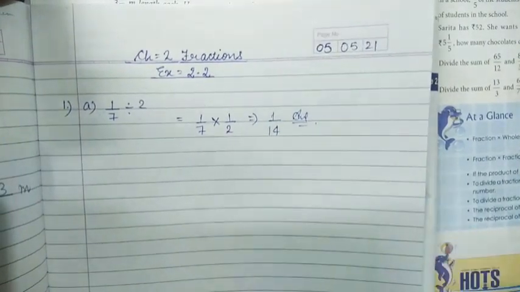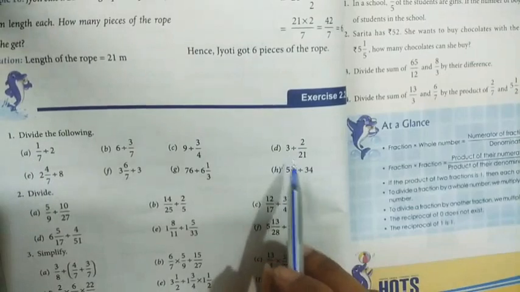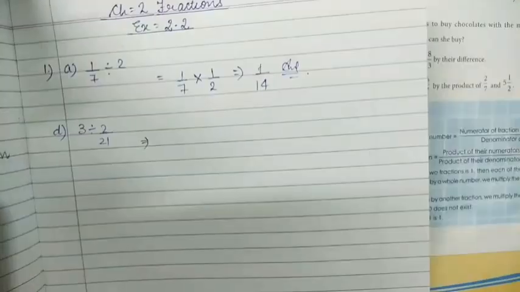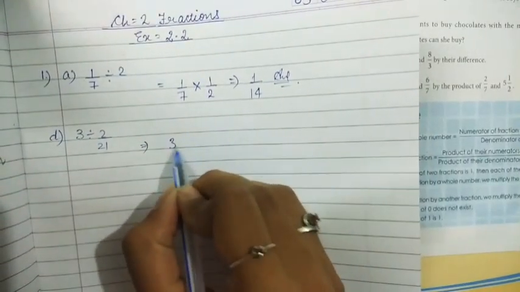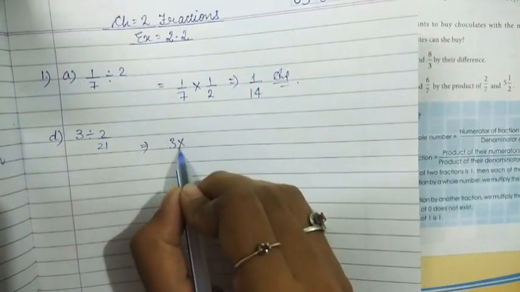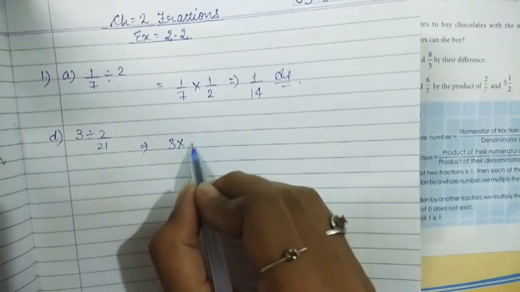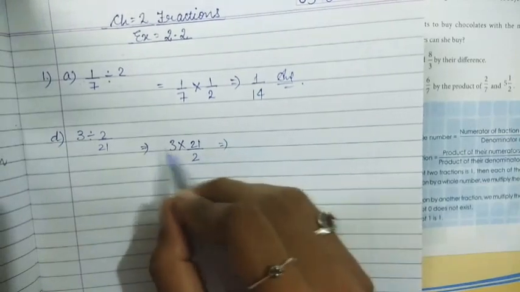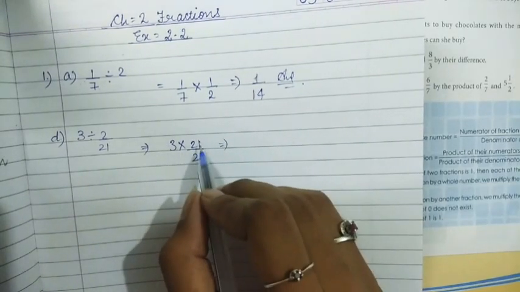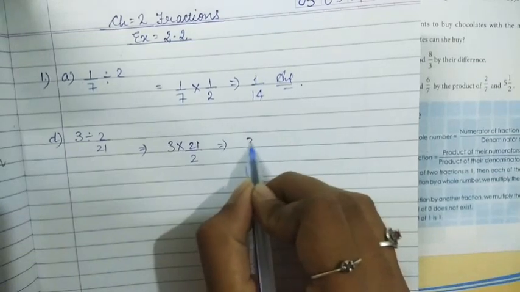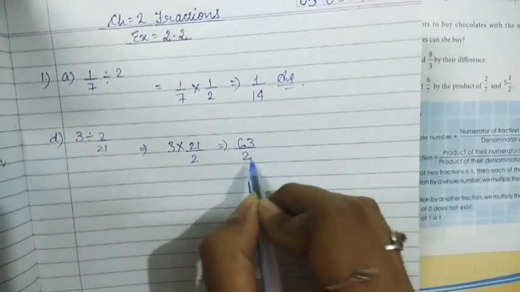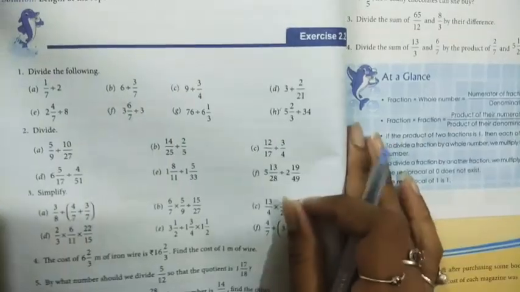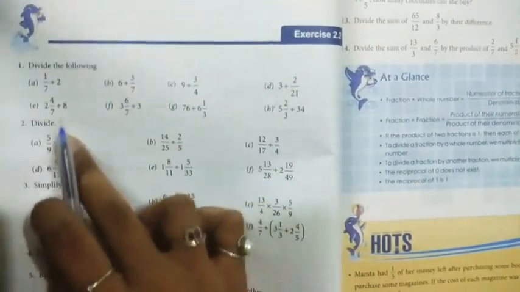Now comes part C. 3 divided by 2/21. In this we also convert the sign into multiplication and take the reciprocal of the second term, 21/2. So the answer is simple multiplication: 3 times 21 gives 63, over 2. So this is the answer. Like this you have to do all the parts of question number 1.